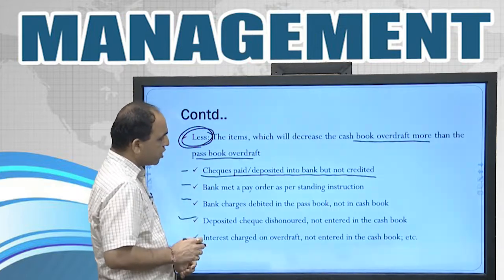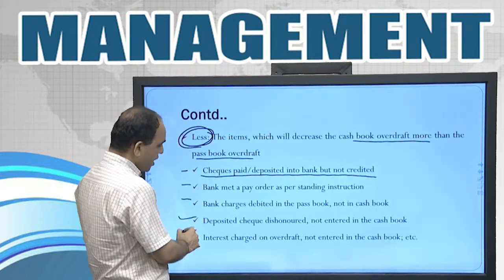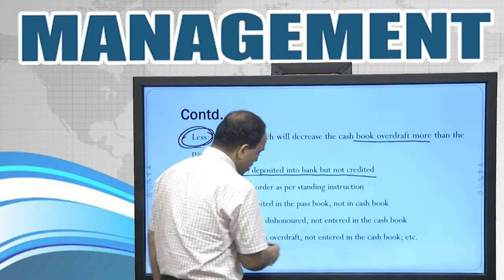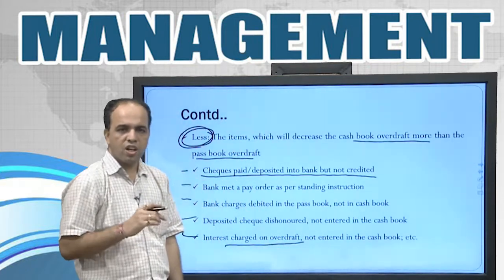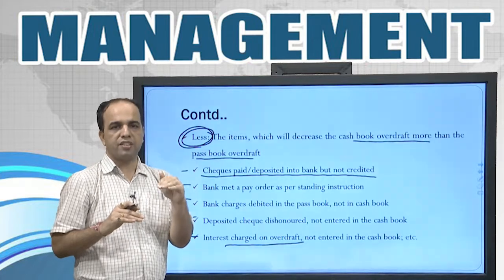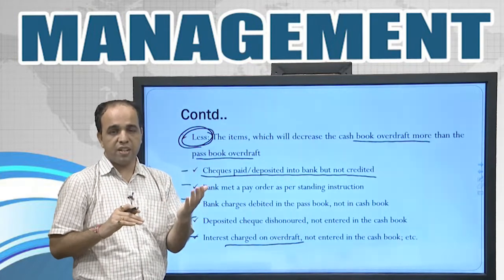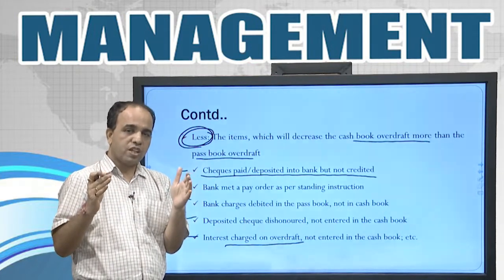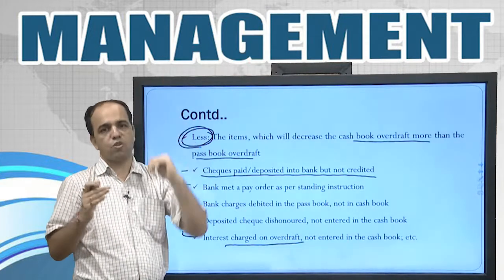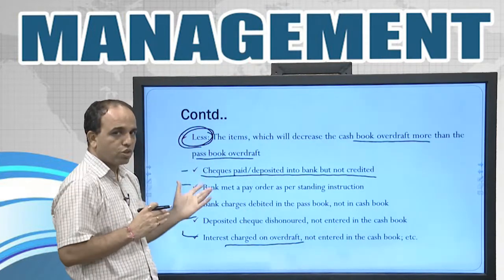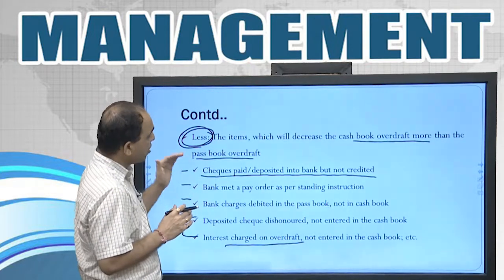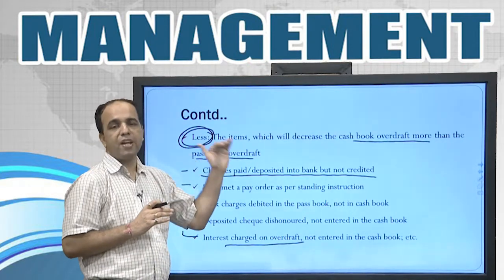Deposited check dishonored, not entered in the cash book, and interest charged on overdraft not entered in the cash book. If interest is charged on overdraft, ultimately it will reduce bank balance and increase the overdraft. It is a minus amount, so if we write it as a less, ultimately the minus will be added to the overdraft. So, friends, that is also very logical. These are the main reasons which affect bank overdraft.